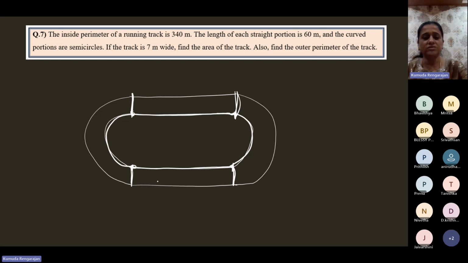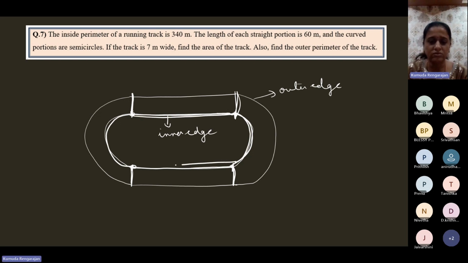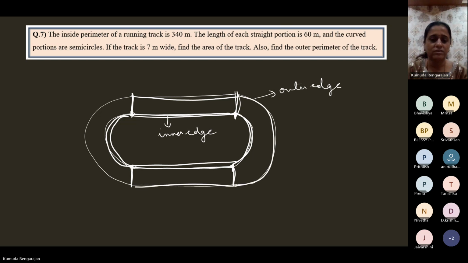See, now there are two things in this running track. This is called the inner edge. Inner edge. This is called the outer edge. This full thing is called the inner edge. That is this one, this one, this one, and this one together. The outer edge is this, this, this, and this together.